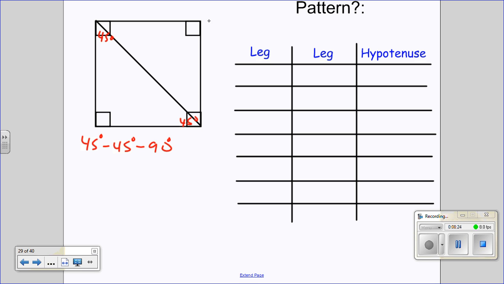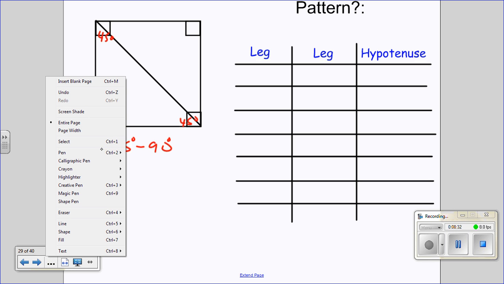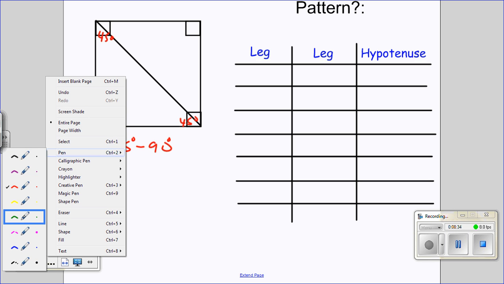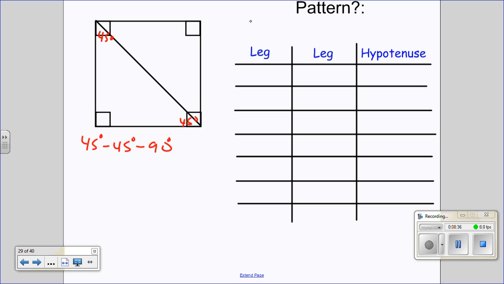On the pattern, and if you look at your formula chart, you can find the pattern as follows. It'll say something like x, x, x root 2. What that stands for is the side length. So your legs will be x, and your hypotenuse will be x root 2.